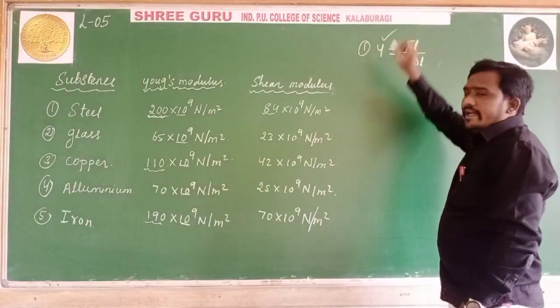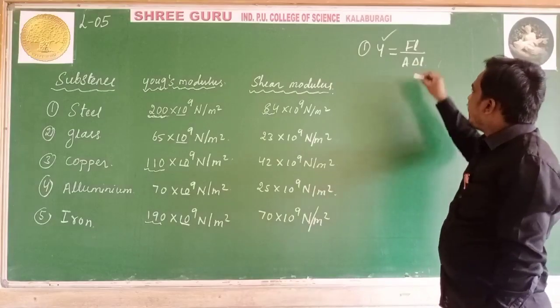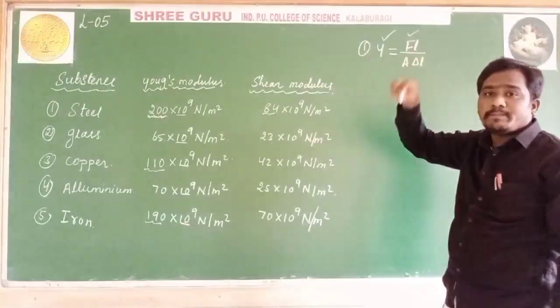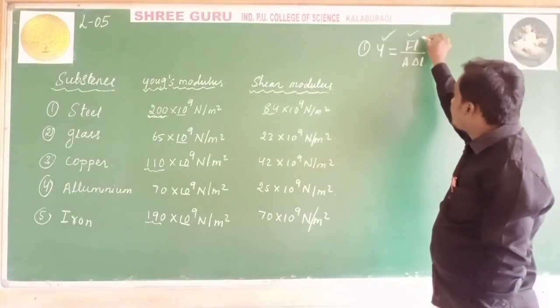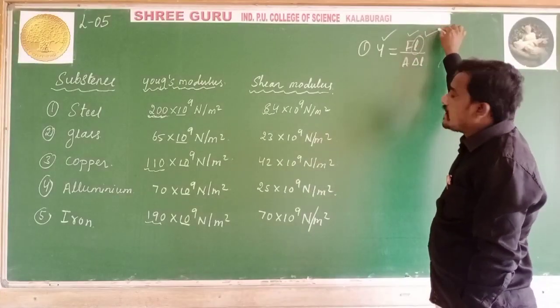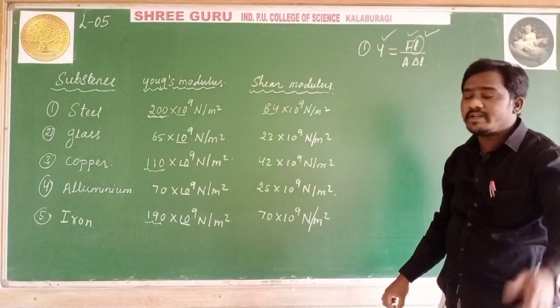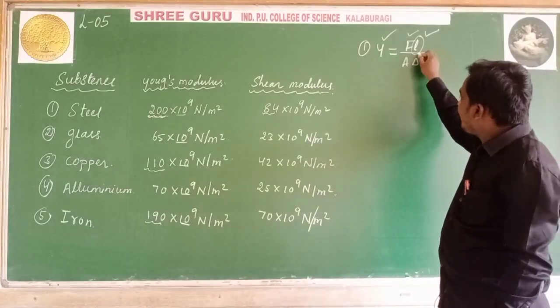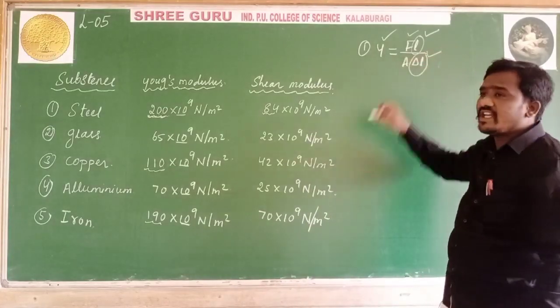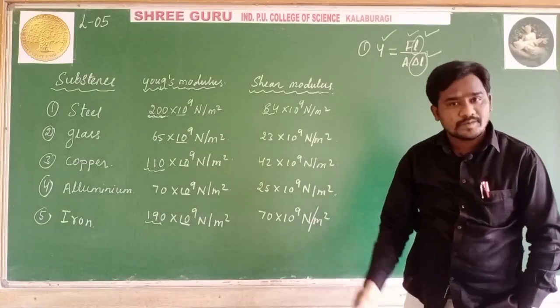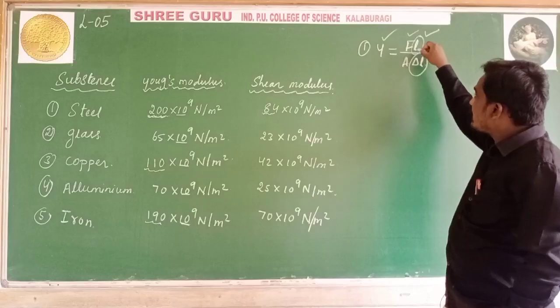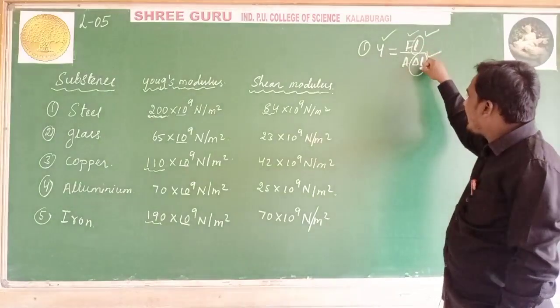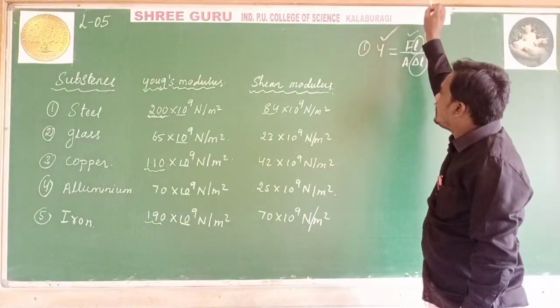If we know Young's modulus value, we can find how much force is applied on that particular steel material, and also we can find the original length of that steel material, or the change in length after applying a certain force. After applying a certain force, how much the length is going to change, we can find if we know the Young's modulus.